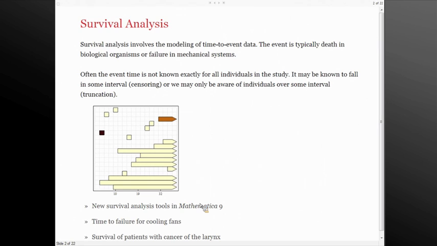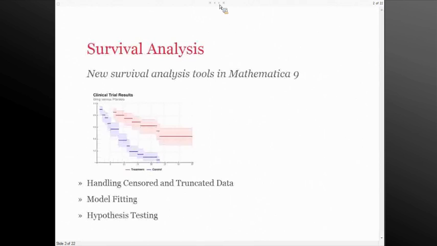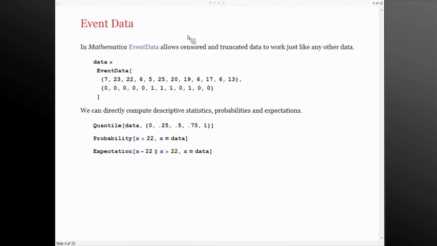So we're going to look at some new tools for survival analysis in Mathematica 9. And I'm going to go over a couple of practical examples: time to failure for cooling fans, and survival of patients with cancer of the larynx. So first, the new tools for working with survival analysis. Now, I don't have time to go over everything that's there, so this is just a brief overview. But some of the really key concepts are how we get this censored and truncated data into Mathematica in the first place, what kinds of models we can fit with it, and then what kinds of special hypothesis testing functions are available for working with survival data. So to get our data into the system, we have a function called EventData.